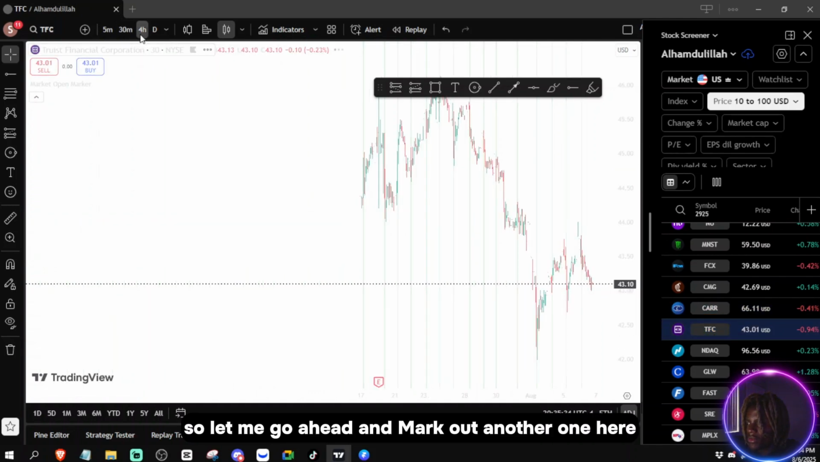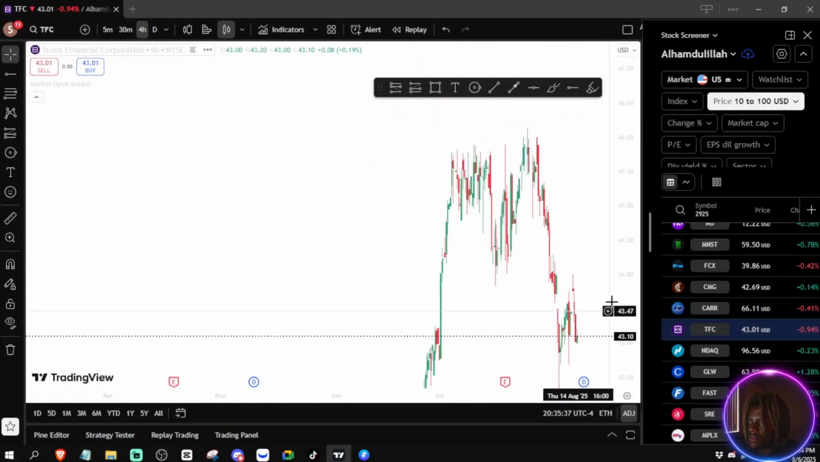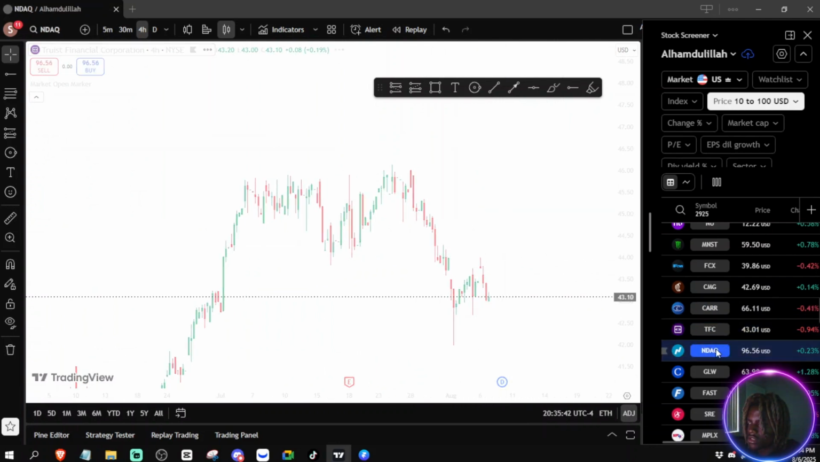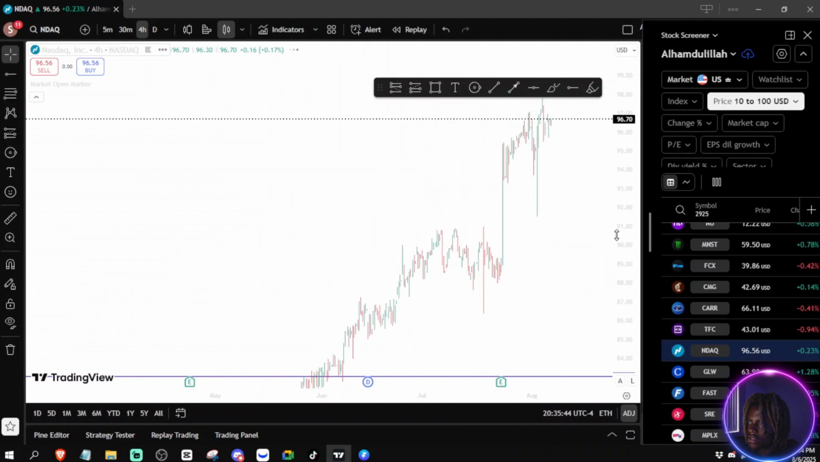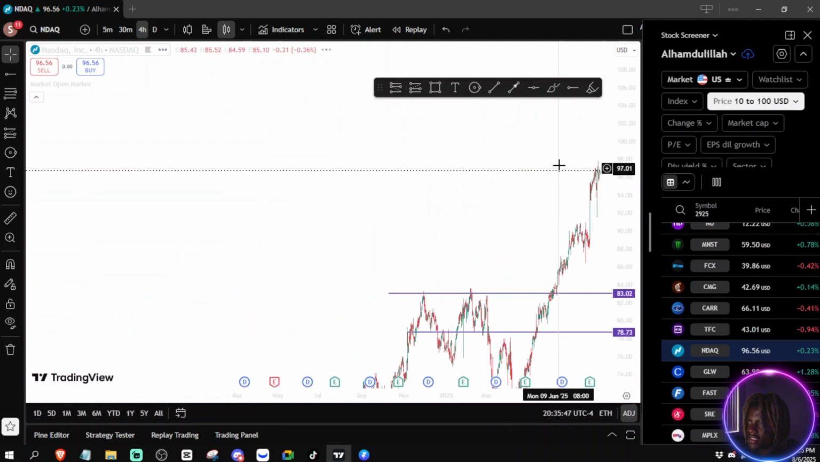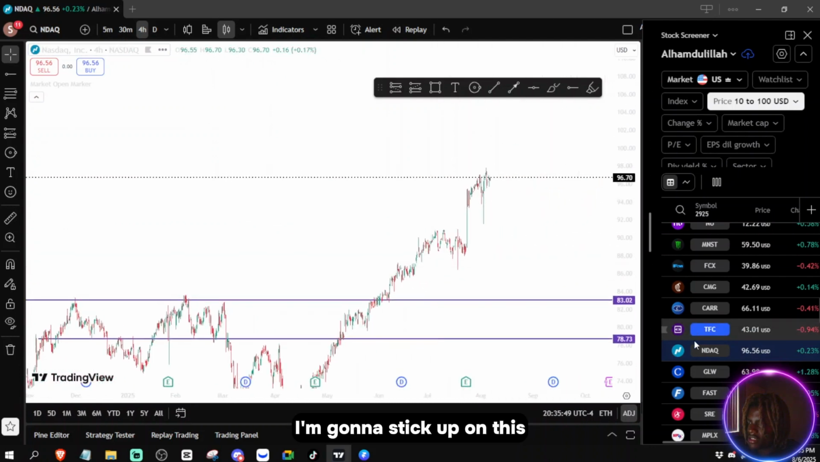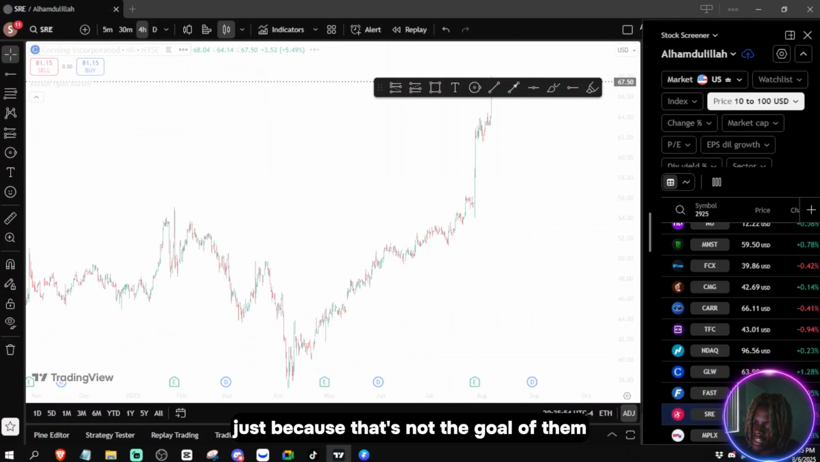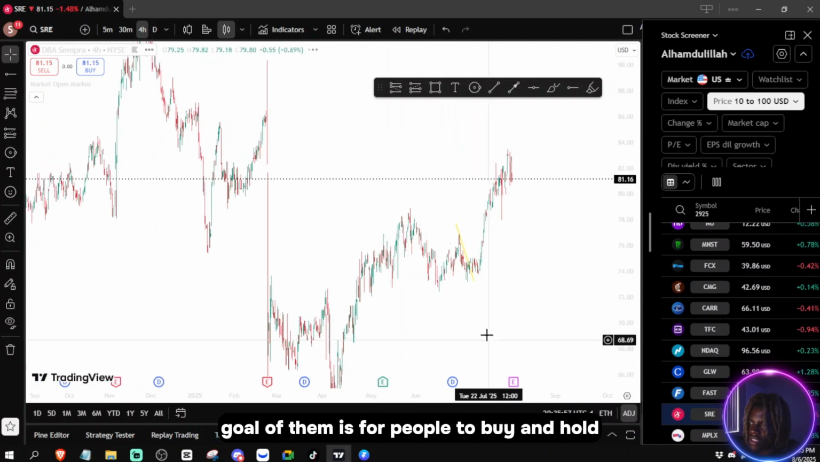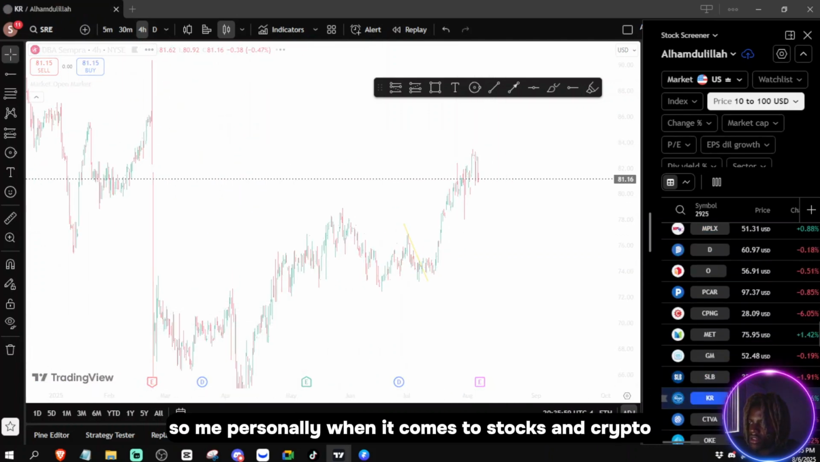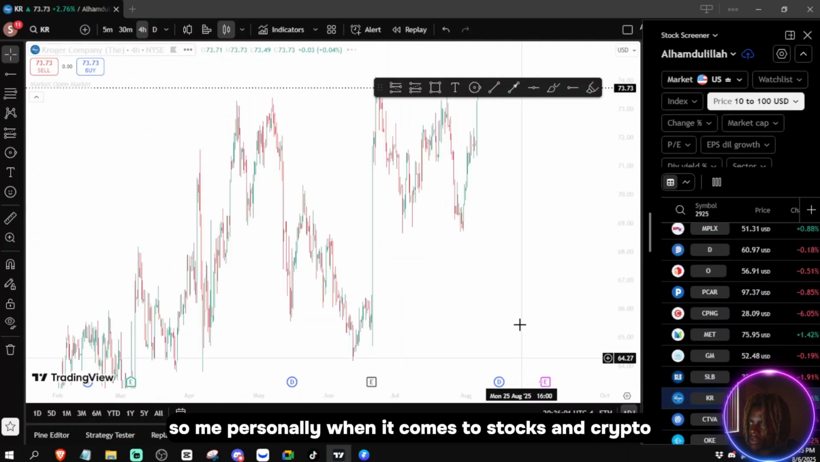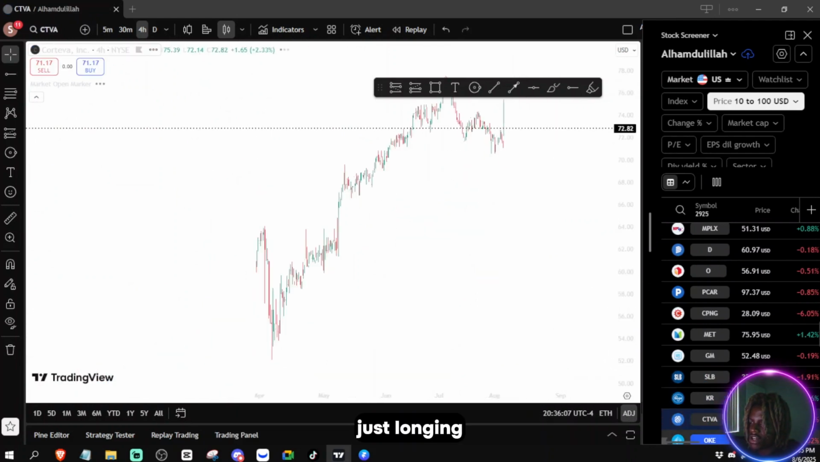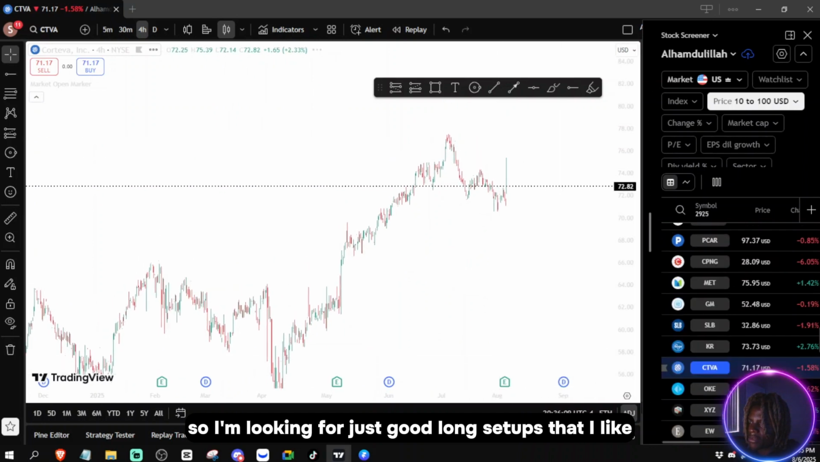So let me go ahead and mark out another one here. So this is all-time highs. I'm not really too interested in shorting when it comes to Bitcoin and stocks too, just because that's not the goal of them. The goal of them is for people to buy and hold, and not everyone can short. So me personally, when it comes to stocks and crypto, I'm interested the majority of the time in just longing. So I'm looking for just good long setups that I want to take.